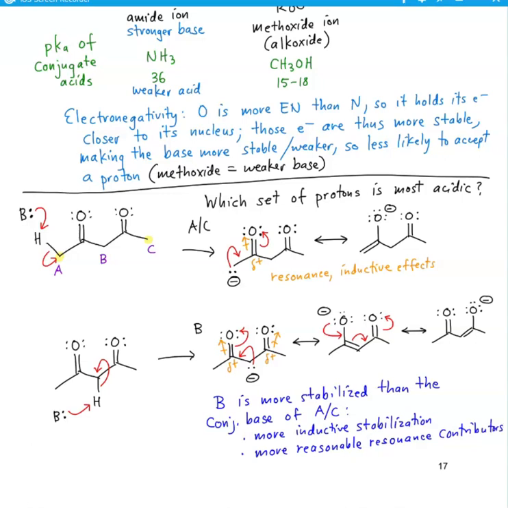Okay, so the original question was which set of protons is most acidic? When you pull off the proton on B, you get a more stable conjugate base than you get when you pull a proton off of A or C. So the conjugate base of B is weaker, thus the protons attached at B are stronger, or more acidic rather. So the answer would be the B protons. So you can use these factors not only to compare two separate acids, but to compare two sets of acidic protons that are in the same molecule.